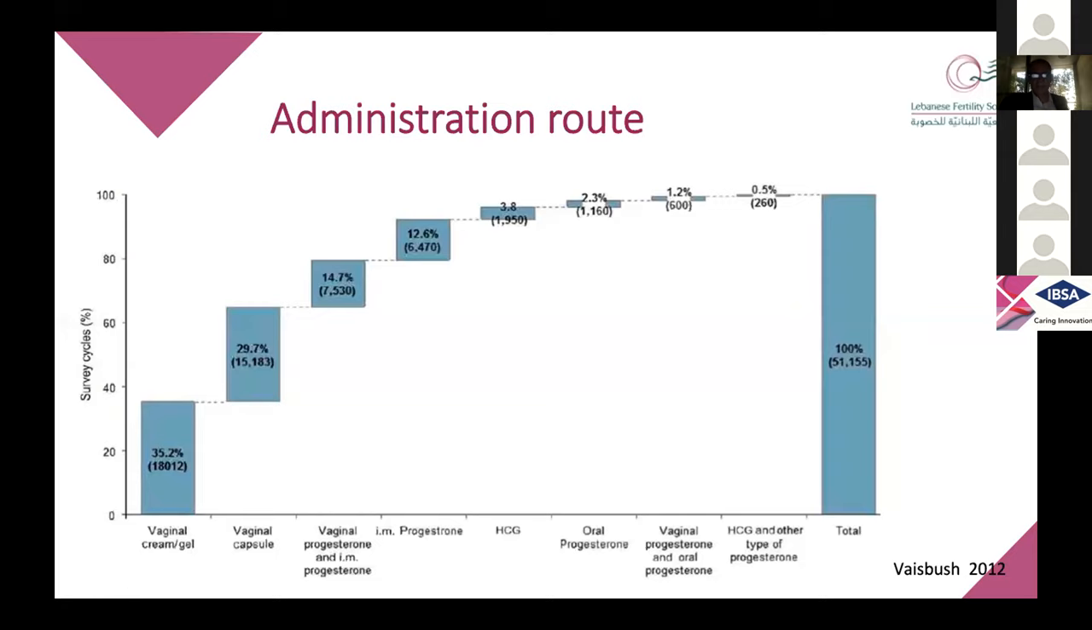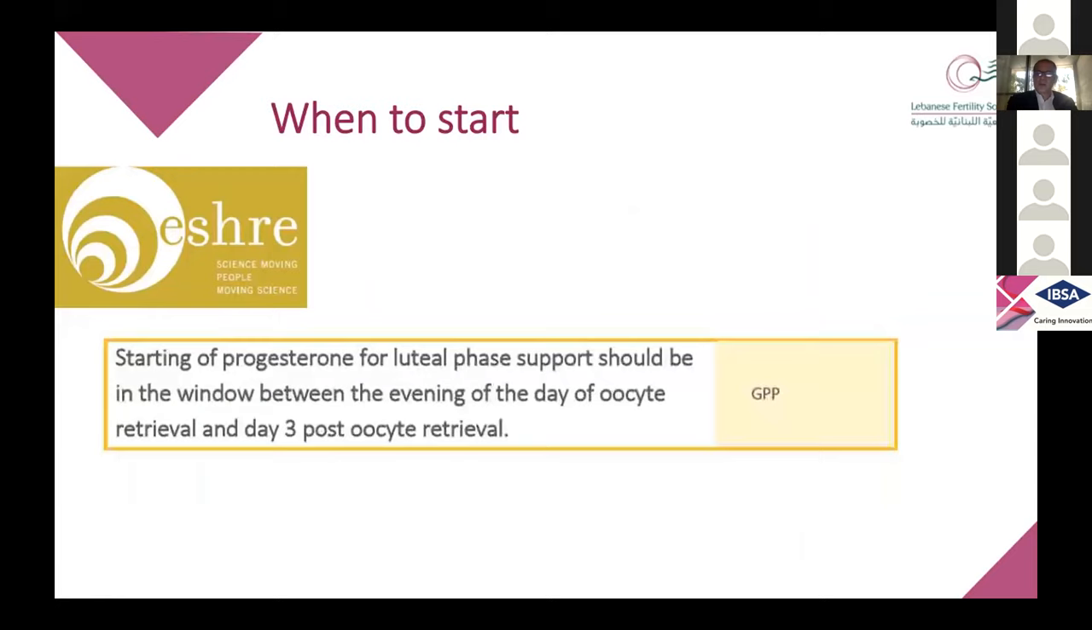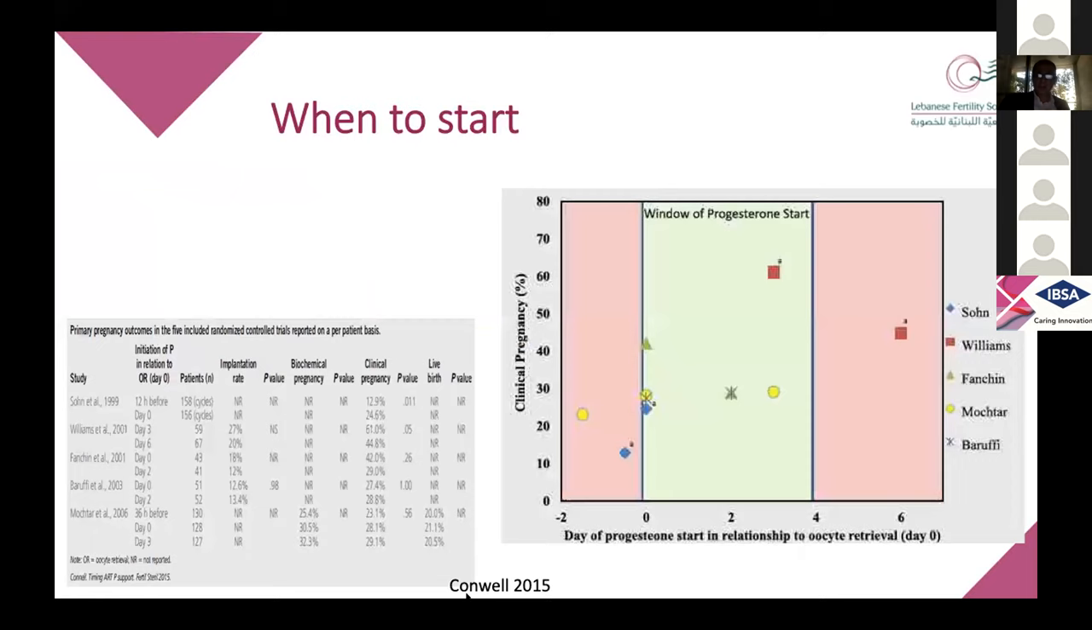When you have to start your progesterone, starting the progesterone luteal phase should be in the window between the evening of oocyte retrieval till the day after oocyte retrieval. Why do they say this? Because there is a meta-analysis by Conwell in 2015, and he took the studies. There are five papers, 1, 2, 3, 4, 5. The one from Jens, who started progesterone after day 4, showed a decrease in the pregnancy rate. The other studies started before or the day after hCG, with the same pregnancy rate. This study also shows the same pregnancy rate for day 0 or day 2. So never start after day 3 after the pickup, okay?